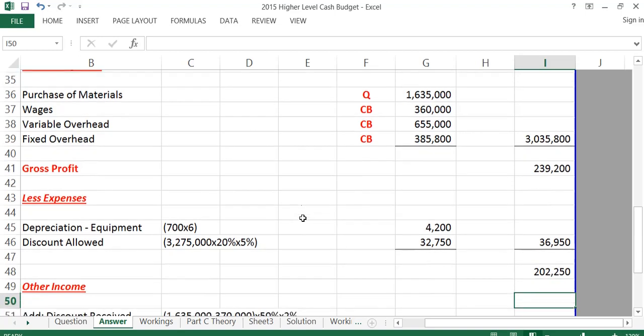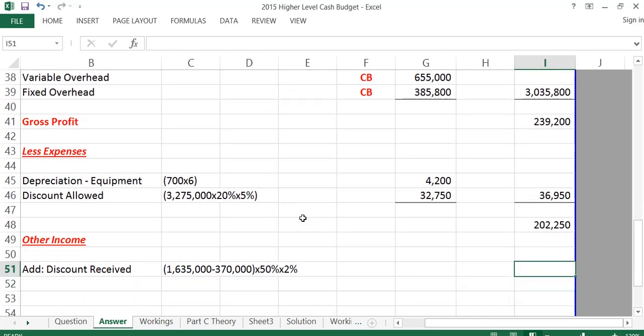Now I have to just add on any income I got, and the income I got was a discount I received on the purchases. Now this is slightly different than the sales, because with the sales the discount was for cash sales. With the purchases it was for the purchases we paid for 1 month later on credit. So the December purchases we won't actually get the discount until January. So we start again with our total purchases, which are 1,635,000 from the top of the question. But I have to take away my December purchases because I won't get that discount until January. And then the discount was if I paid a month later, and I paid half of it a month later, 50% was paid a month later, and the discount I received was 2%.